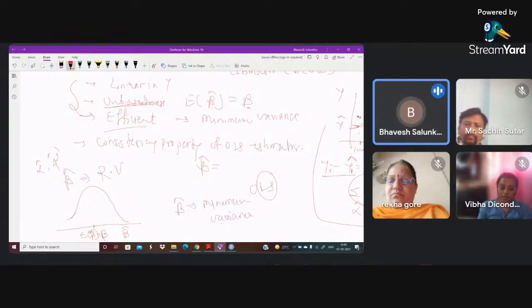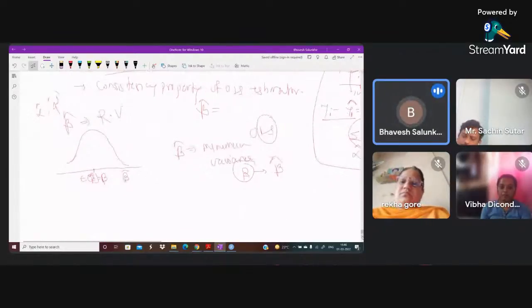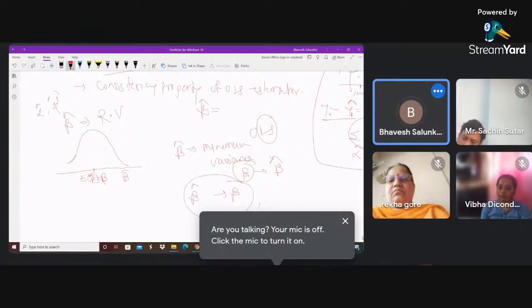What do you mean by that? Beta hat has minimum variance because beta hat is spread around the true population parameter beta. So beta hat is scattered around this true beta, and we are saying that the spread of beta hat around the true beta is minimum by this property of efficiency. So the OLS estimator beta hat has the minimum variance. This is a very important property that you must keep in mind: the spread of the estimated or predicted value for beta, which is beta hat, around the true population parameter beta is minimum when we have the OLS estimator.